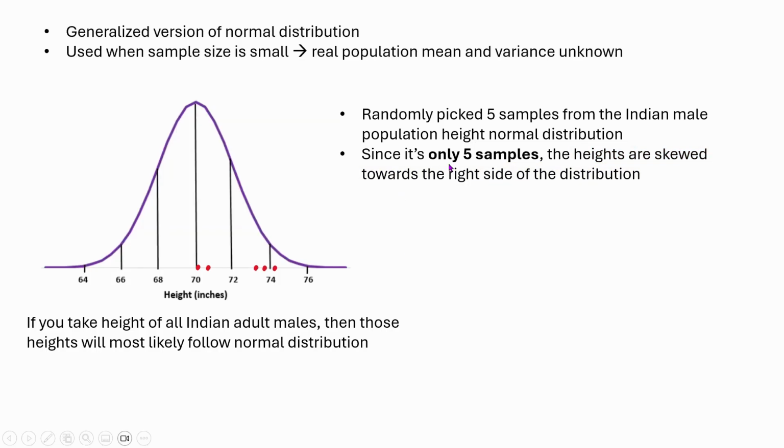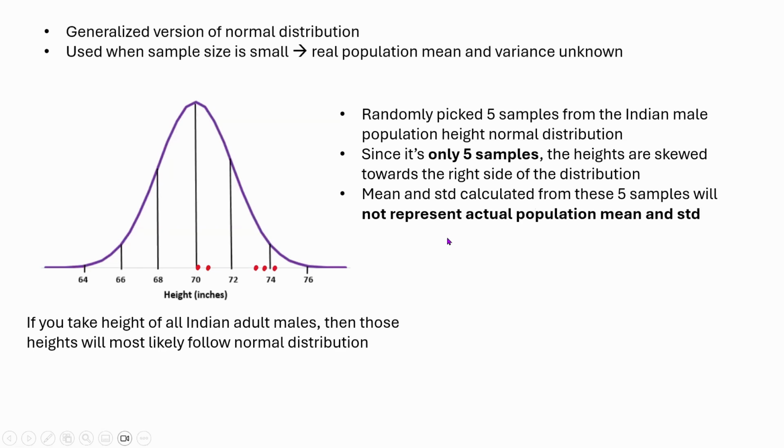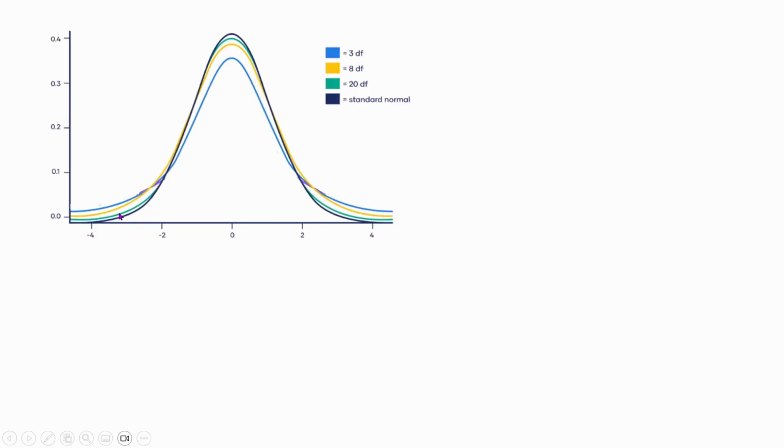Now, obviously, if you would take maybe 50 samples, this wouldn't be the case. Most of the random samples would come from the middle, a few would come from the left, and a few would come from the right. But since we only have 5 samples, that is why it is being skewed. So obviously, if we calculate the mean and standard deviation of these 5 samples, they will not represent the actual population mean and standard deviation. That is where student's t-distribution comes to the rescue.